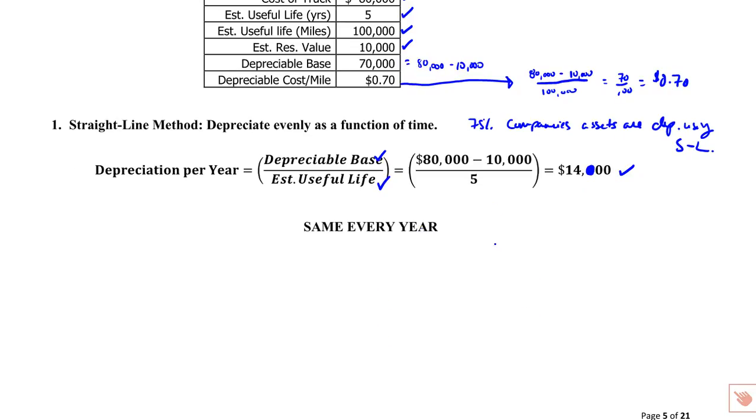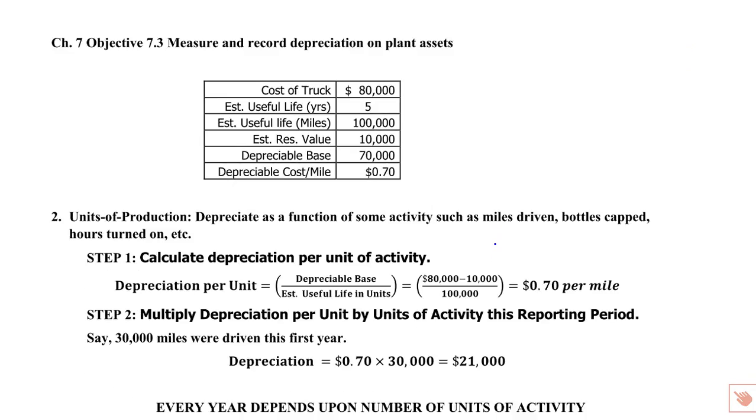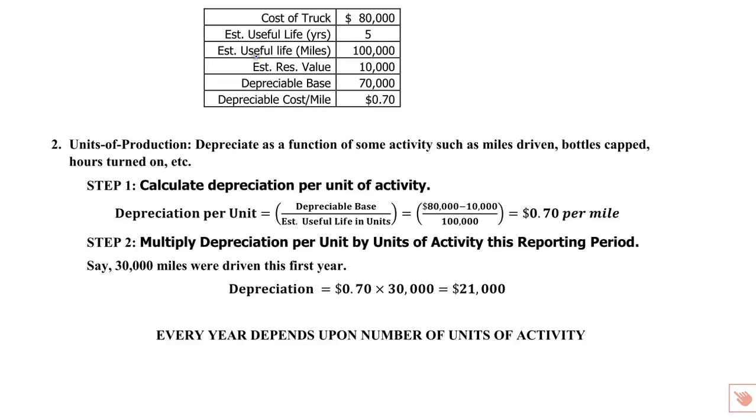All right, so that should be 14,000. So we're going on to the next method, which is units of production method.